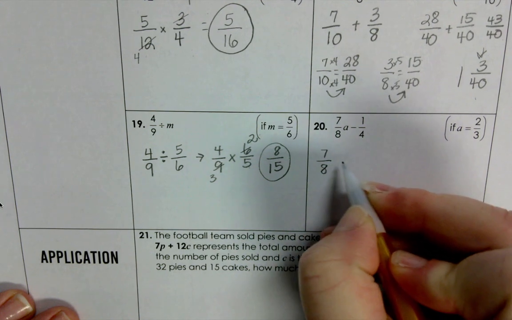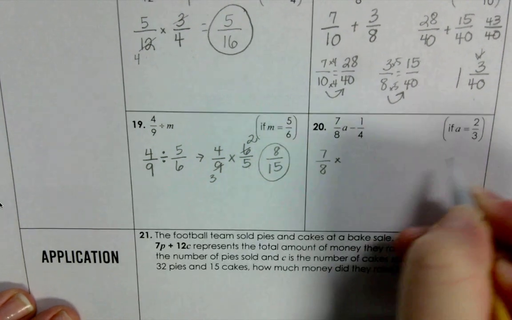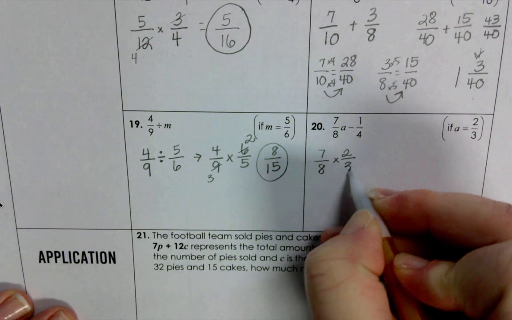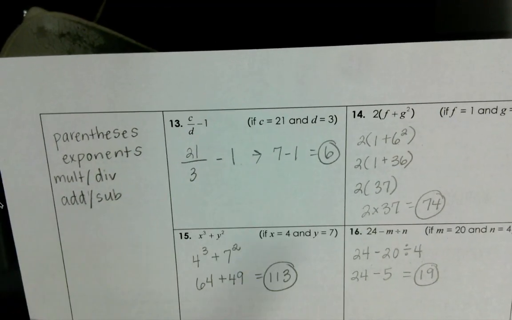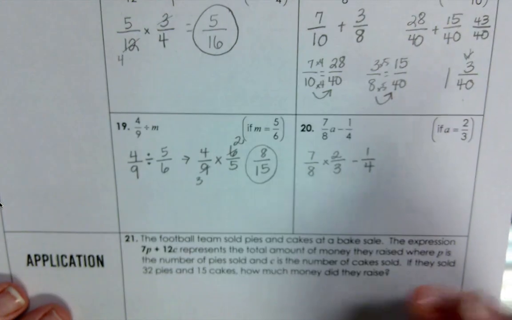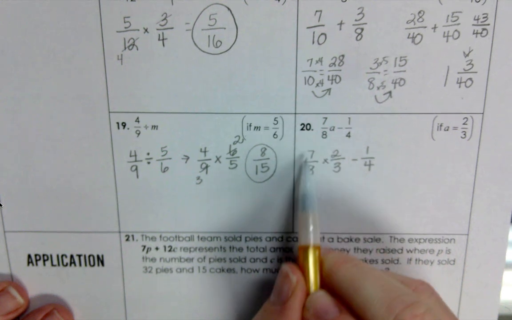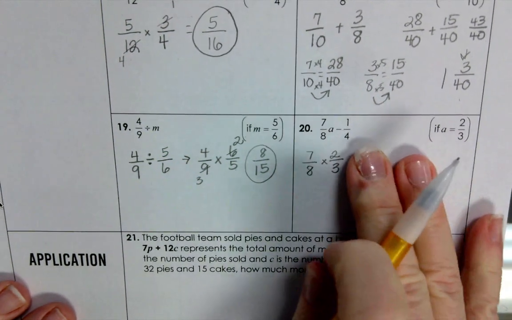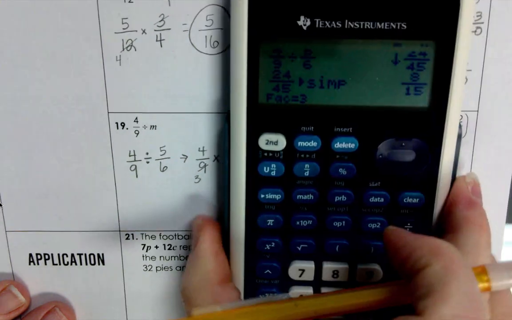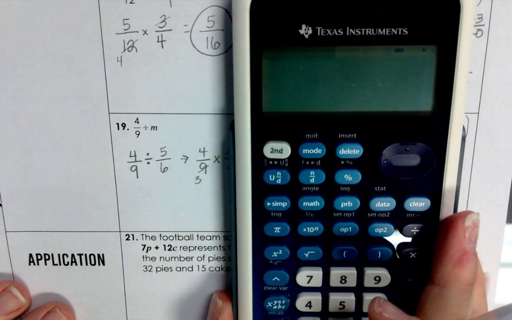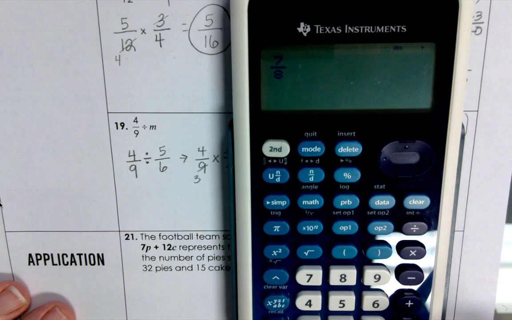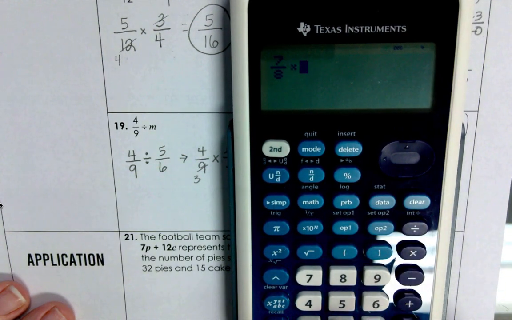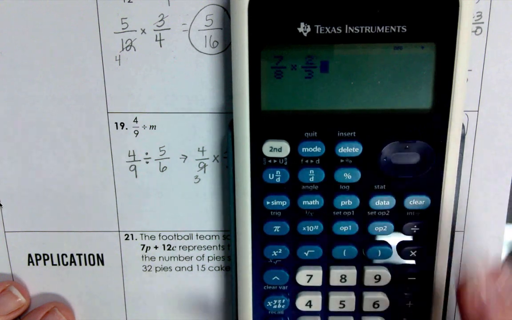So now, ooh, this is a lot. 7/8 times a, which is 2/3, minus 1/4. So we know back up here, multiply, divide, before add, subtract. So here's what you got to do. You can put this in the calculator if you'd like to do that. Okay, it's a lot, I know. So let's do 7/8 times 2/3. Don't forget to push the arrow away.